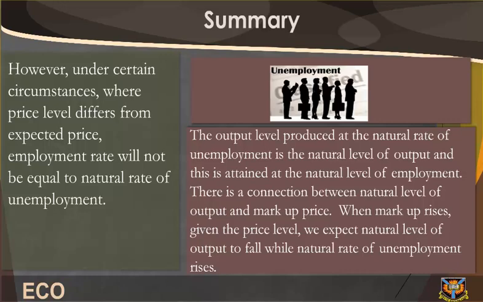The output level produced at the natural rate of unemployment is the natural level of output, and this is attained at the natural level of employment. There is a connection between natural level of output and markup price. When markup rises, given the price level, we expect natural level of output to fall while natural rate of unemployment rises.